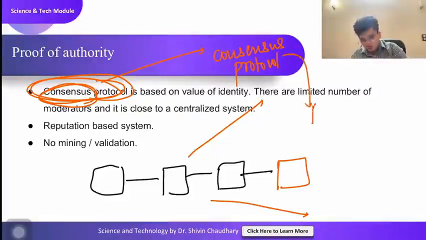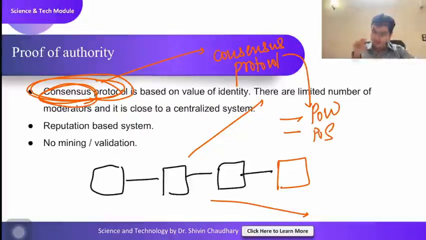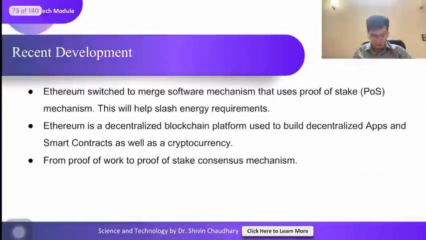It could be through proof of work, where validators will show that they have worked. It could be proof of stake, where validators will show that they have put some stake, or proof of authority, where validators have a decent identity, right? These are the three ways to add new blocks. Okay, now what is the recent development? There is a cryptocurrency called Ethereum, right?